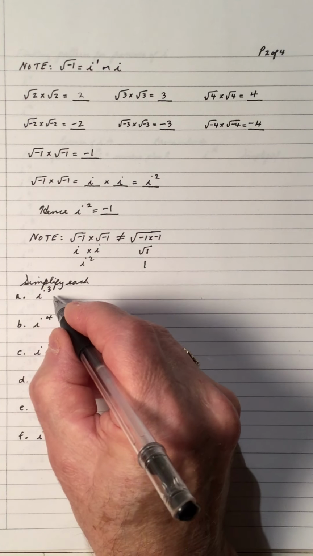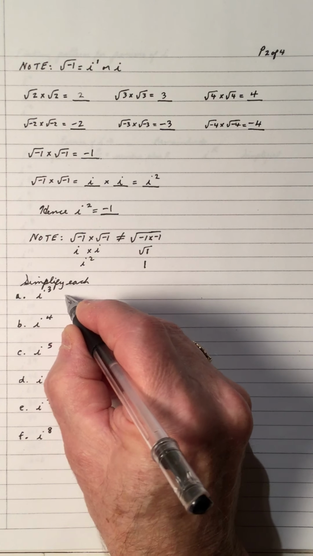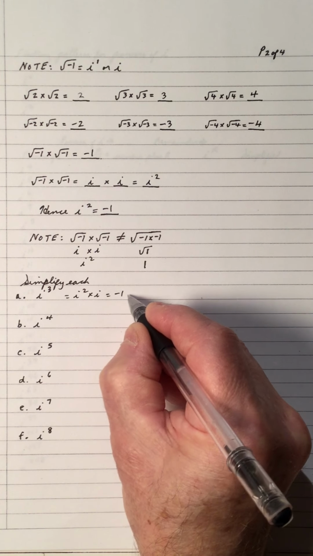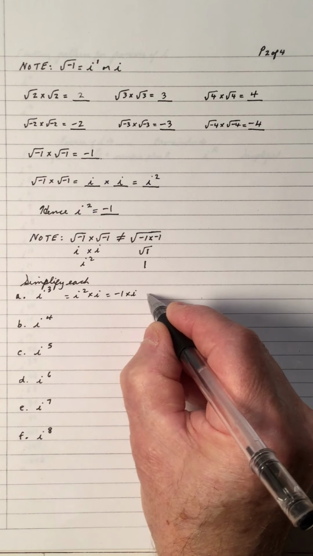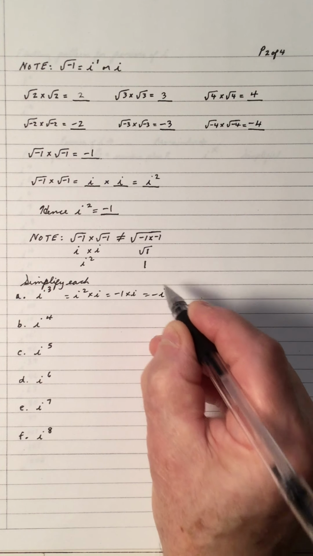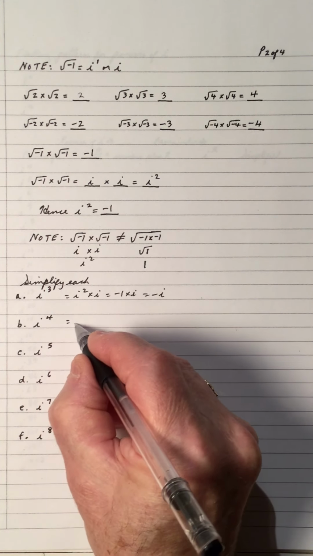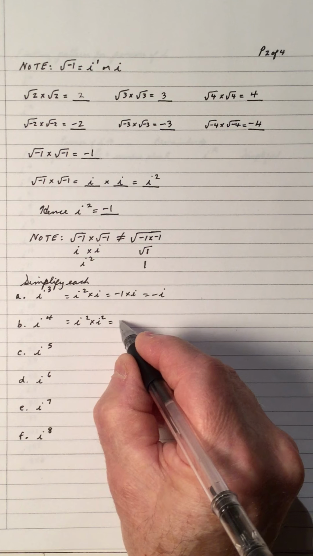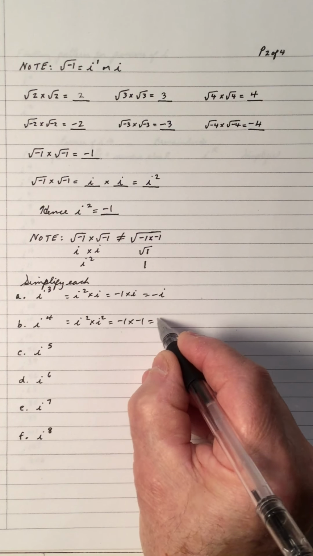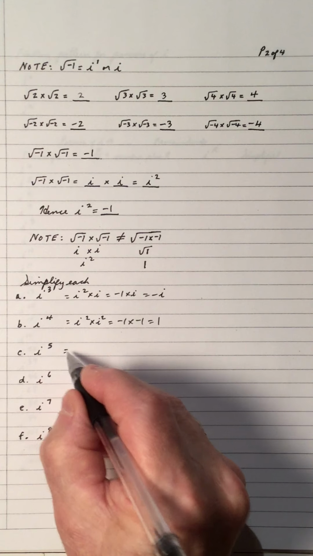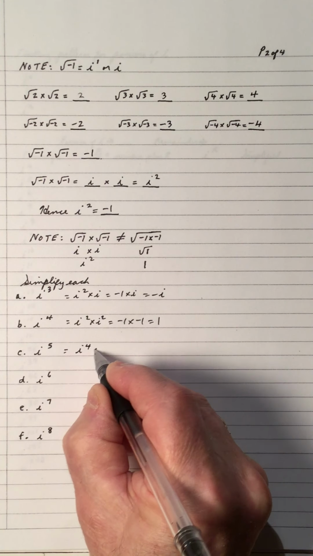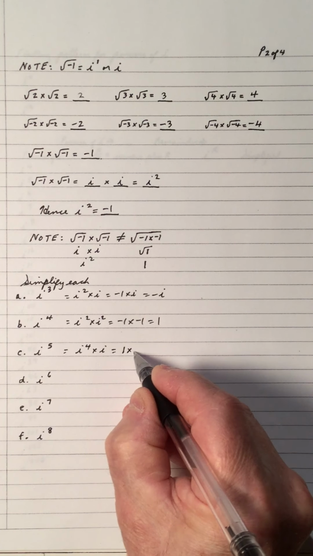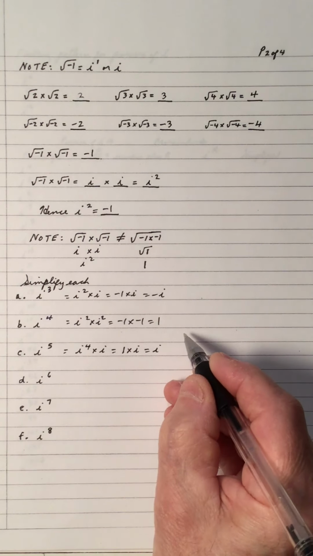Let's do some more powers. i cubed is i squared times i, which is -1 times i, which is -i. And i to the fourth is i squared times i squared, which is -1 times -1, which is 1. And i to the 5 is i to the 4 times i, and i to the fourth power is 1 times i, which gives me i.